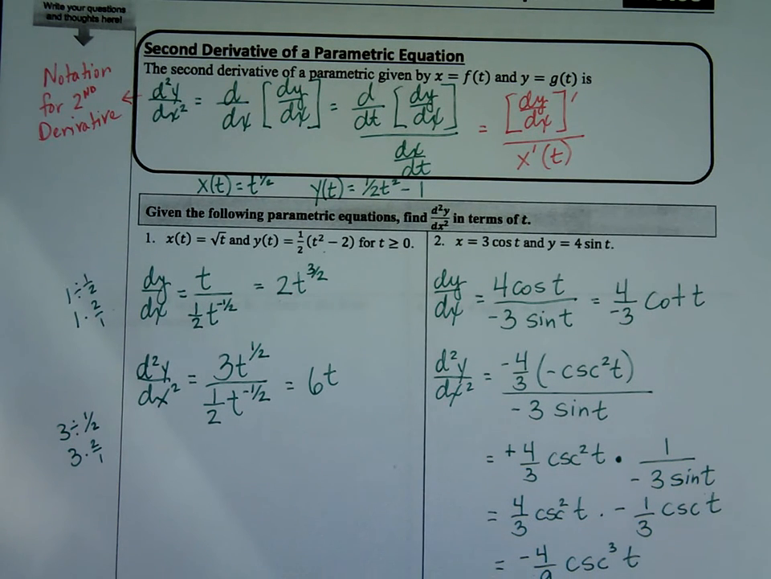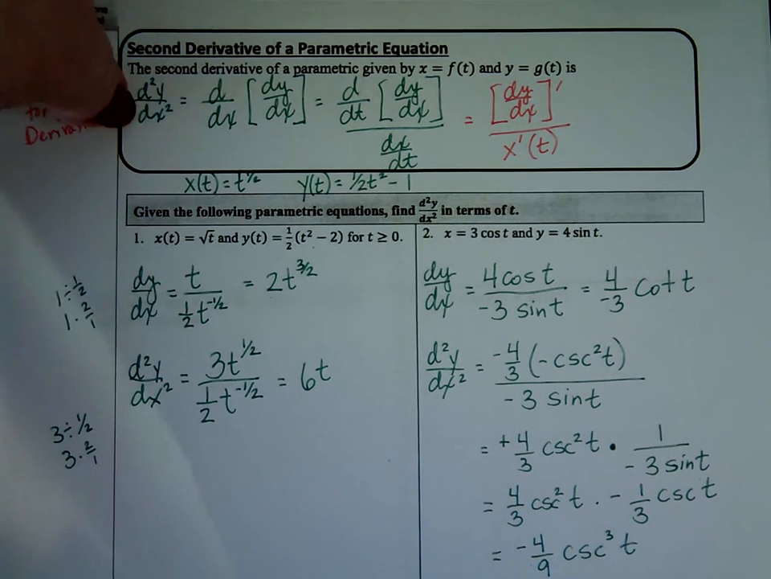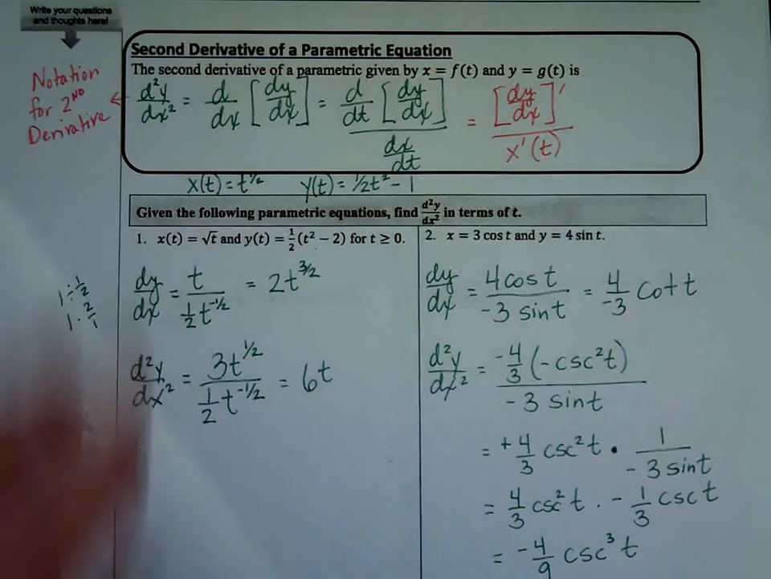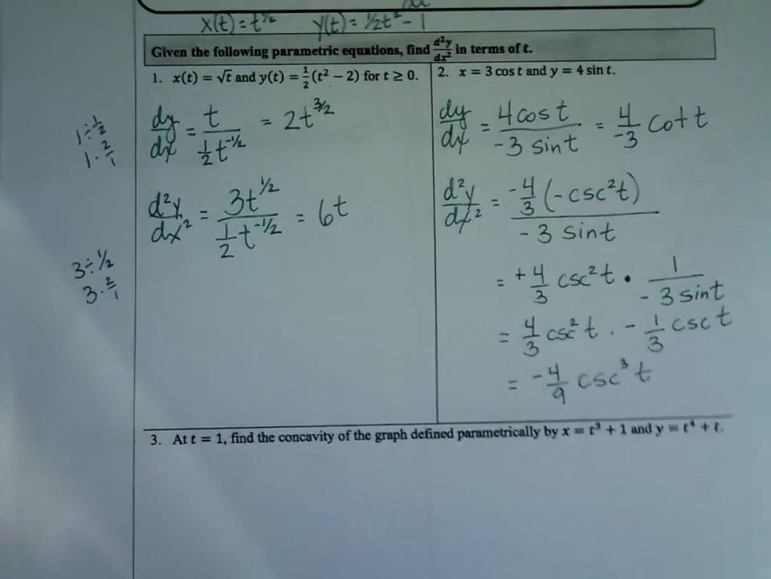Could I have written that in terms of sine? Sure, you could have. You would have had negative 4 over 9 times 1 over sine cubed t, and that would be an equivalent form as well. All right, there you go, one with a trig function. Now let's take some concavity and put that into this whole mixture since we're talking second derivatives. And here's what that looks like, number 3.